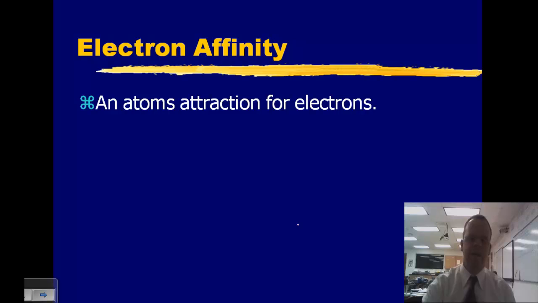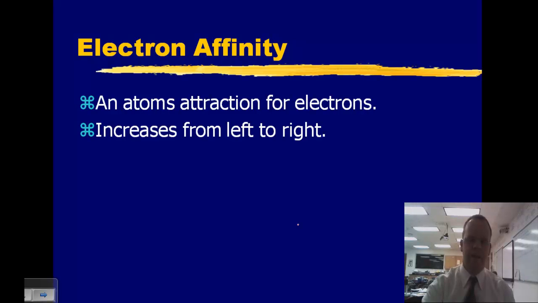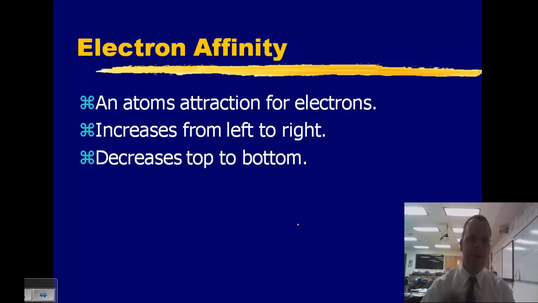Another trend is electron affinity. This is the attraction that atoms have for electrons. This increases left to right, decreases top to bottom. So this is the attraction that the individual atom has to pull its electrons towards the nucleus. So as you move left to right, you're pulling in those electrons more tightly, all in the same energy level. Top to bottom, you're adding energy levels, so it's harder to attract those electrons.